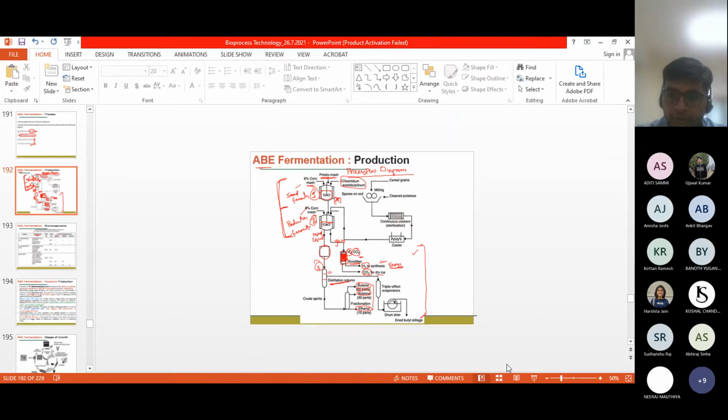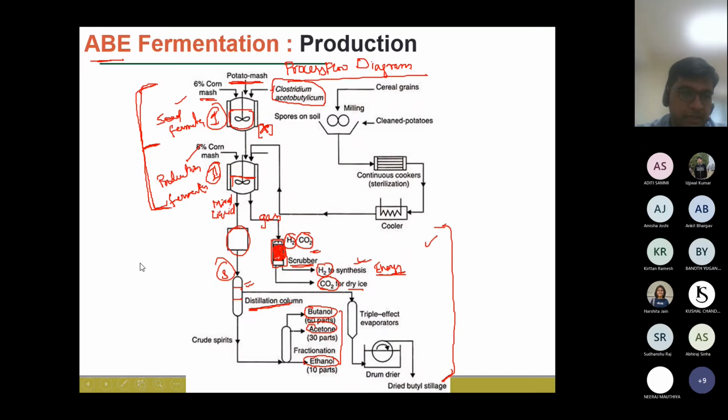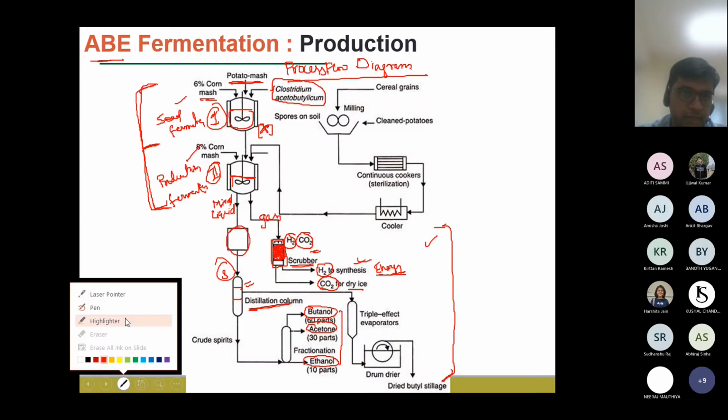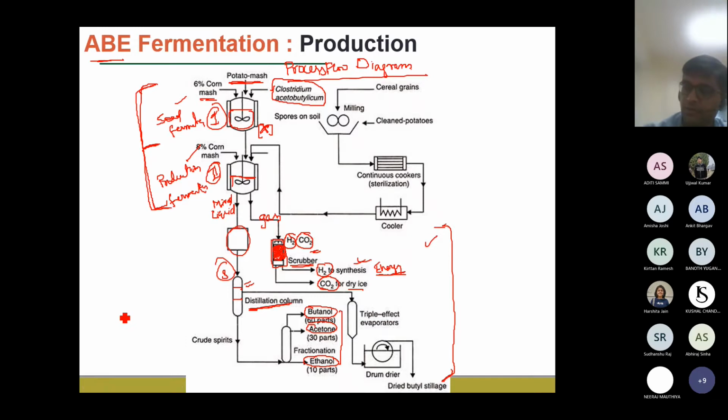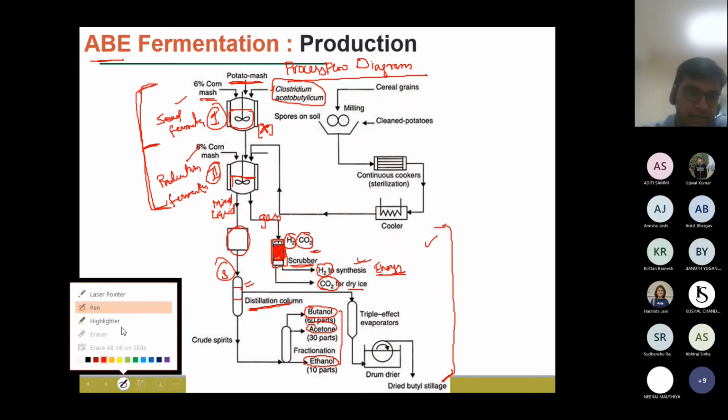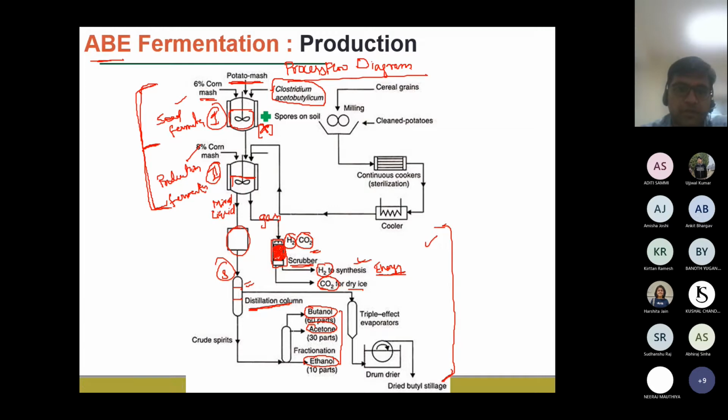Okay, so let us continue our discussion on the acetone, butanol, ethanol fermentation process. Before we go on to look into the detailed process flow diagram, in the last class we have already gone through the overall process flow diagrams, like what are the different stages of how we prepare the seed fermentation process, then the production fermentation, and then once you have your product being produced, how do we separate it?